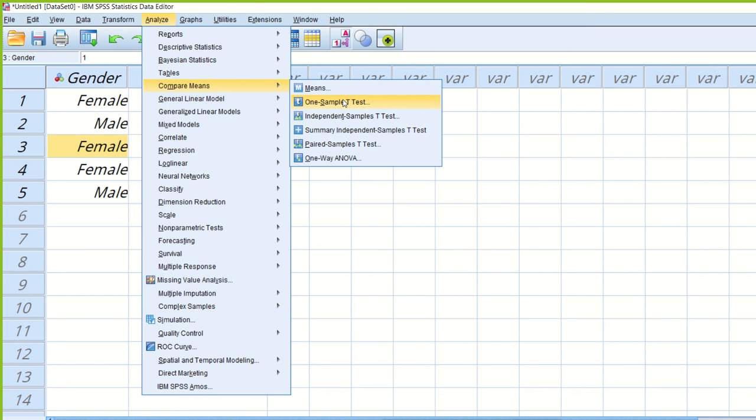You don't compare two variables. You don't have two different variables. You don't have two different measurements. Just one measurement, and you want to compare it with a specific number. Then you use one sample t-test.